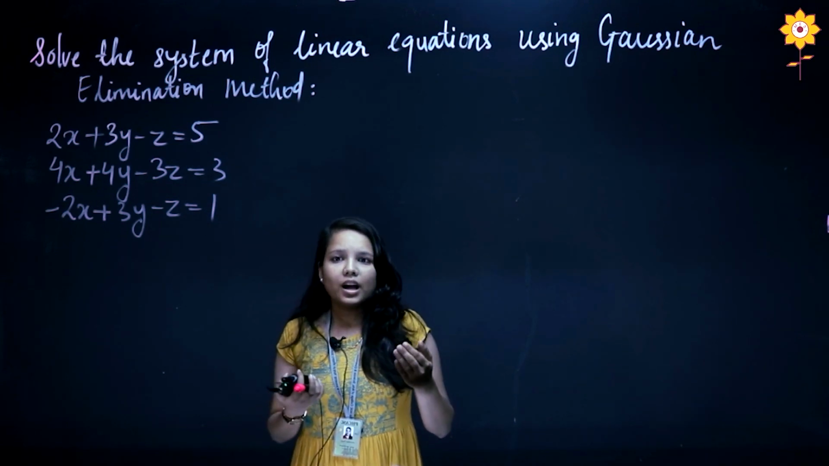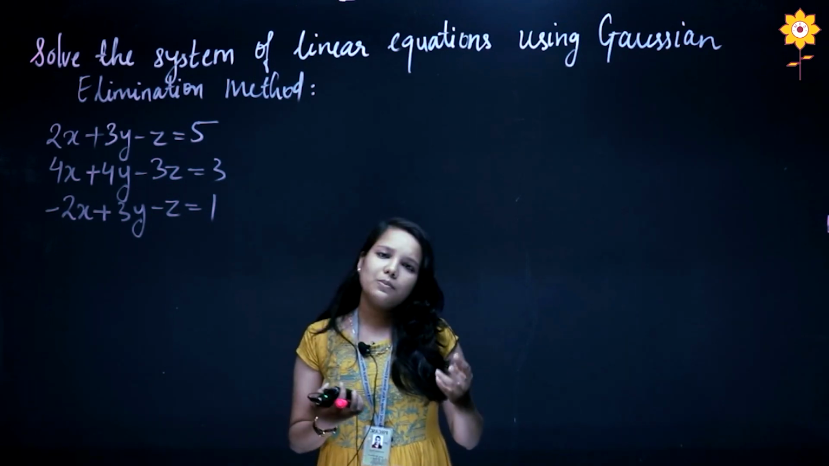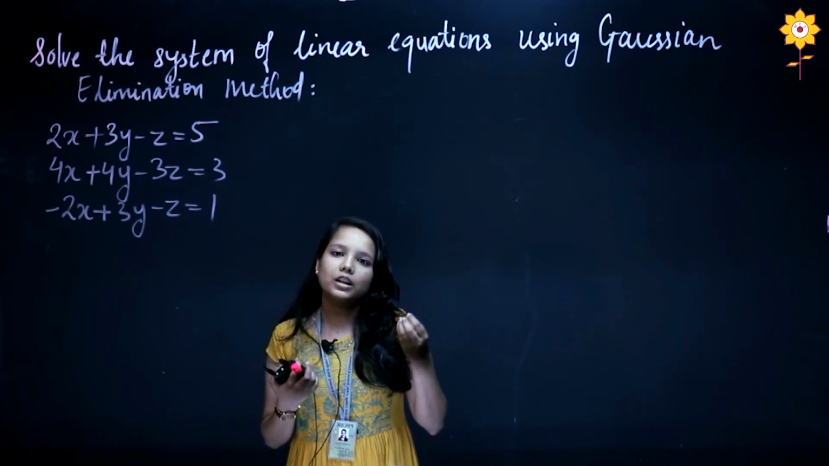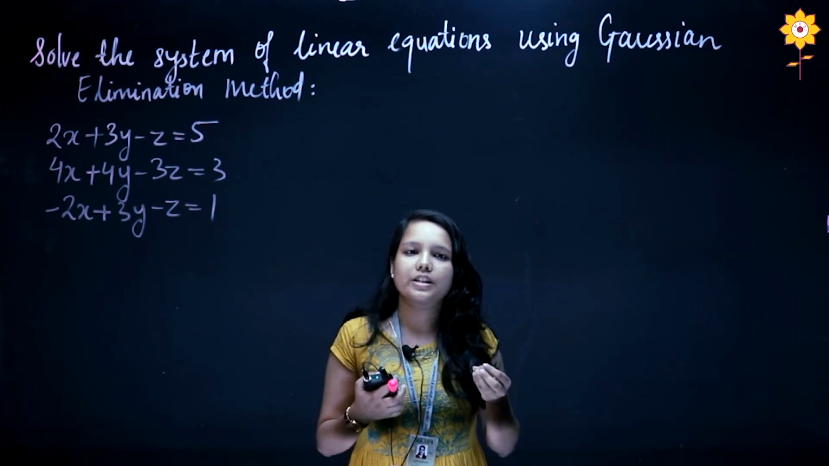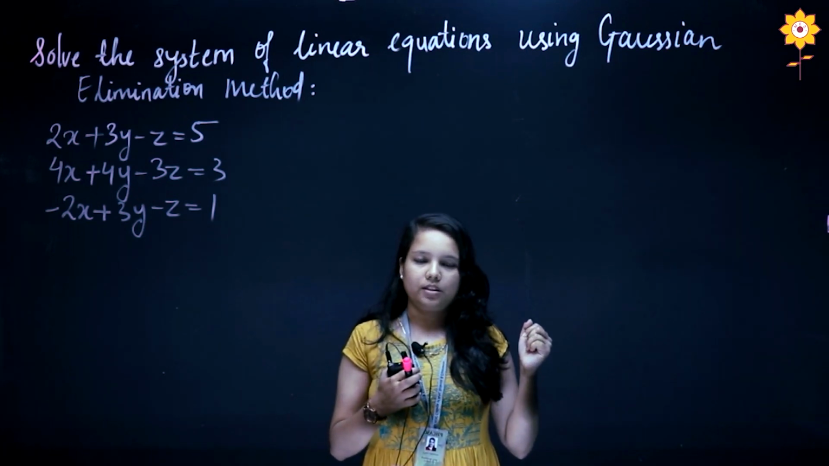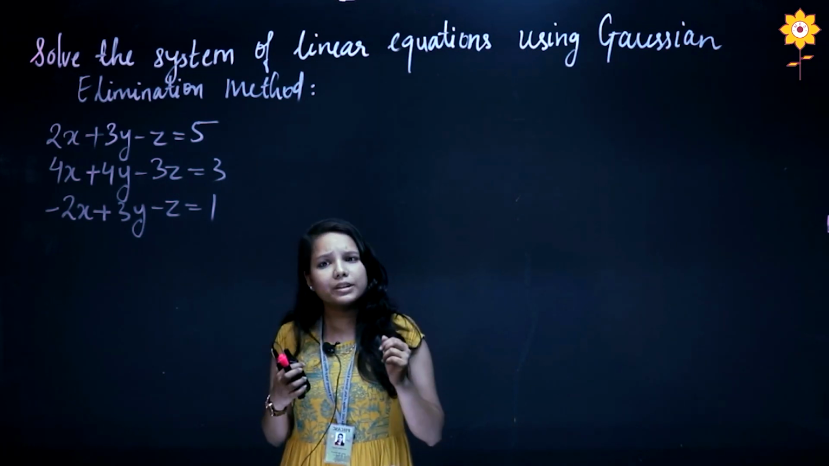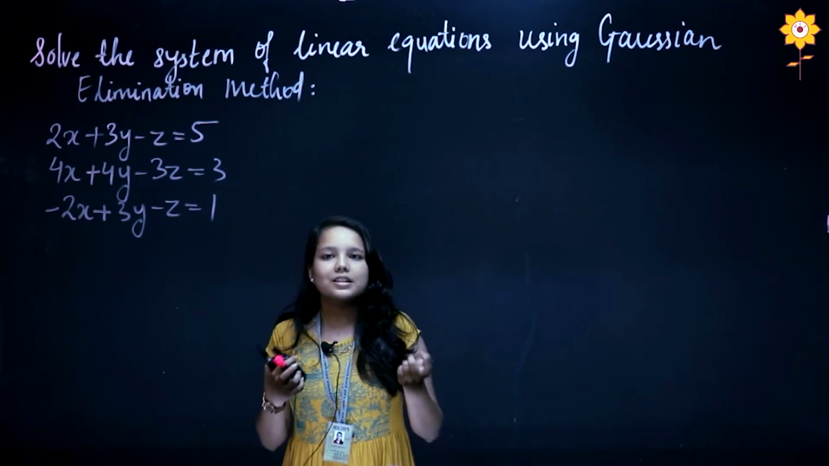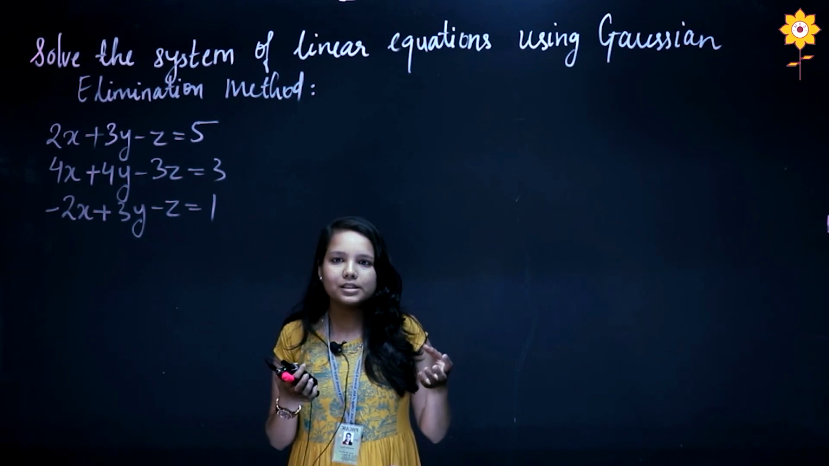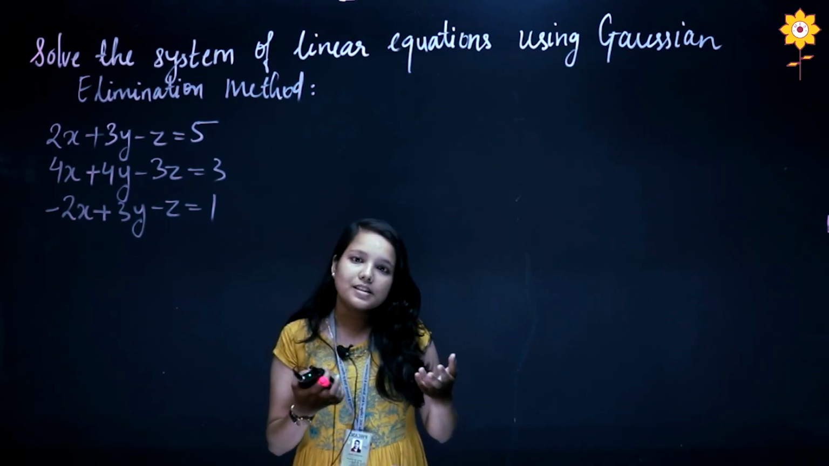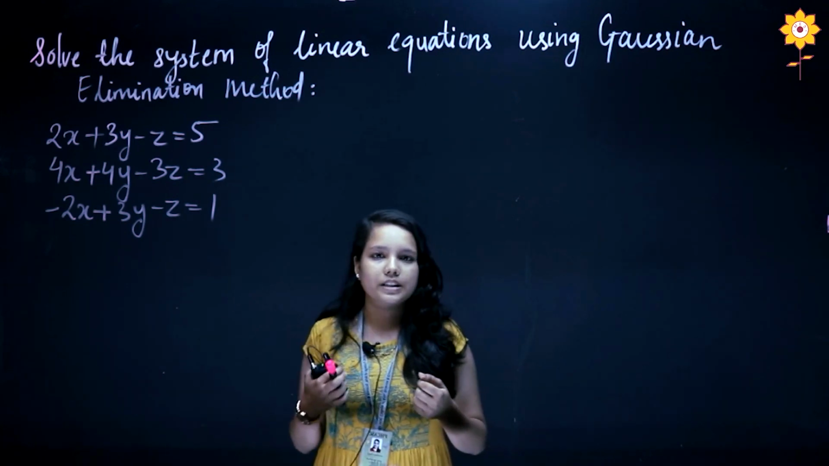But if we have more than two variables, like 3, 4, 5 or more, solving by those methods becomes a little difficult. For that we have this Gaussian elimination method, in which we use matrices. What are matrices? A matrix is just a box of elements with a number of rows and a number of columns. We are going to use matrices to solve these linear equations.